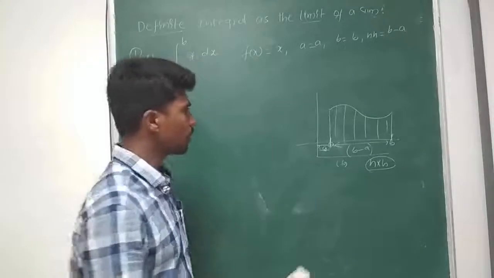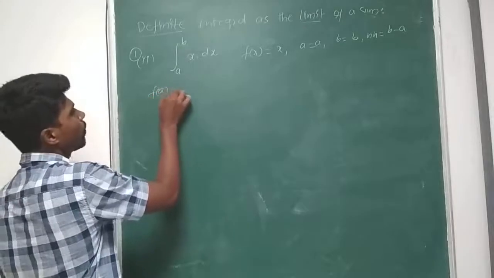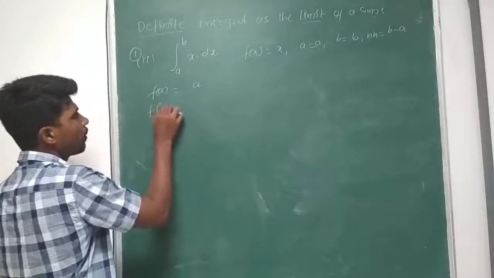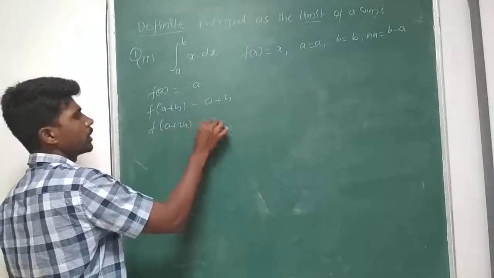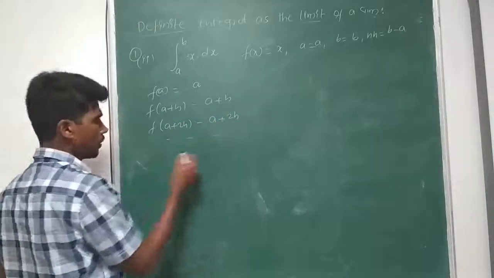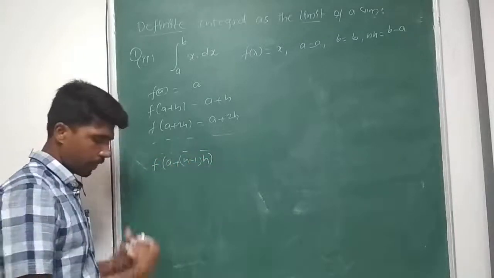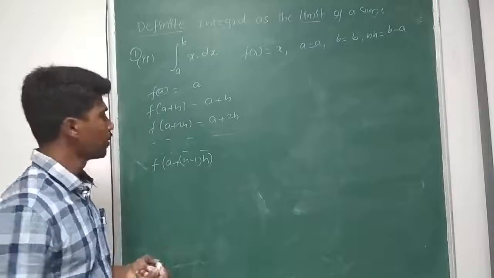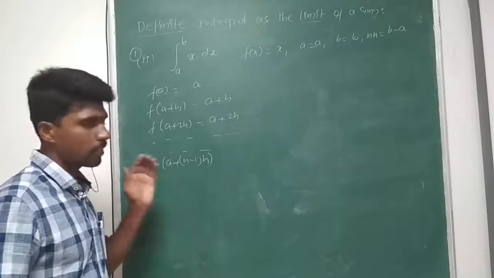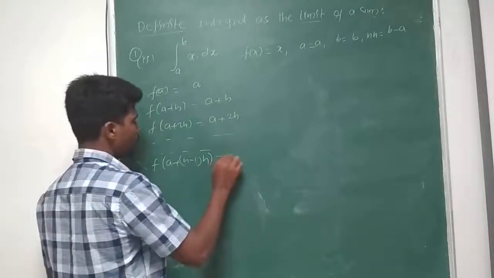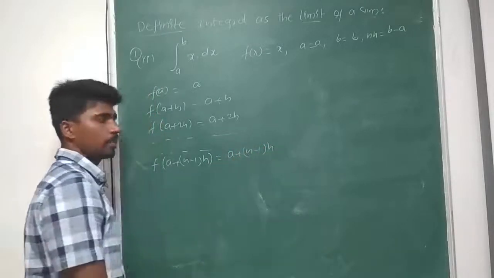Okay. And now I started evaluating f of a. F of a is a. F of a plus h is a plus h. F of a plus 2h is a plus 2h, and so on. F of a plus n minus 1 into h. See, I am finding all the subdivision areas, right? So f of a plus h, f of a plus 2h, and so on, f of a plus n minus 1 into h, the last strip, which is nothing but a plus n minus 1 into h.